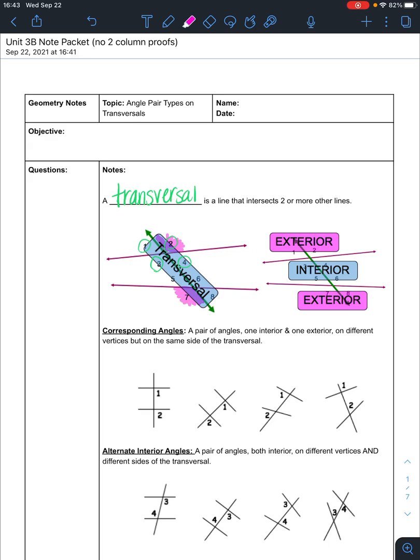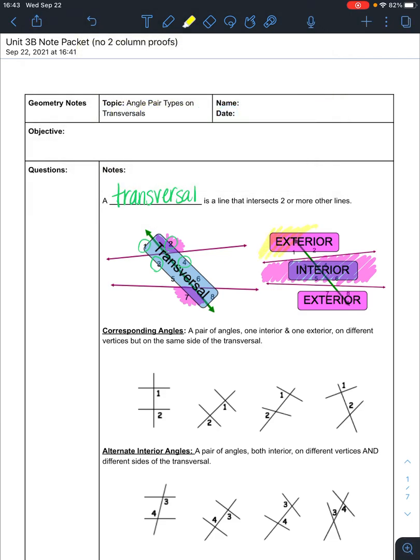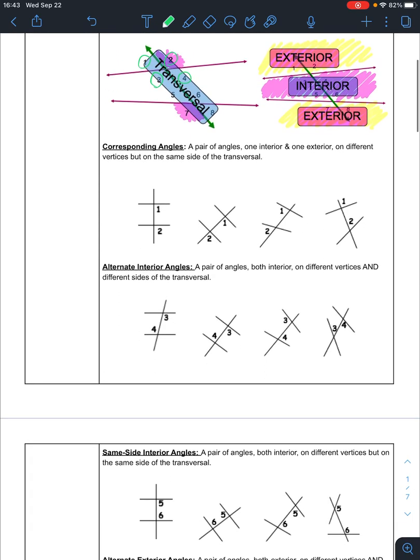We have what's called interior angles and exterior angles. Interior angles lie in between the two lines that the transversal cut across, or the multiple lines that the transversal cut across. And then exterior is outside of those two lines. So you can see that 1 and 2 and 7 and 8 are exterior, and 3, 4, 5, and 6 are all interior angles. So we have 4 angle pairs that we're going to focus on, and then we're also going to add vertical angles and linear pairs that we learned from the first unit.